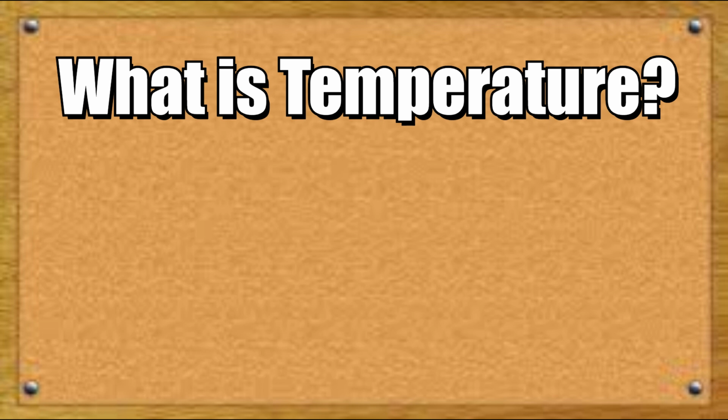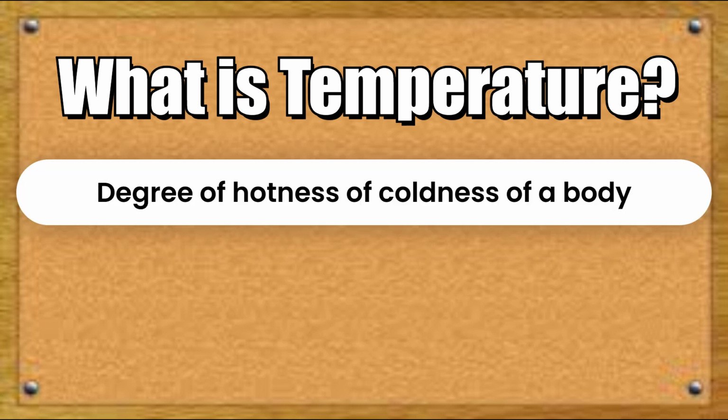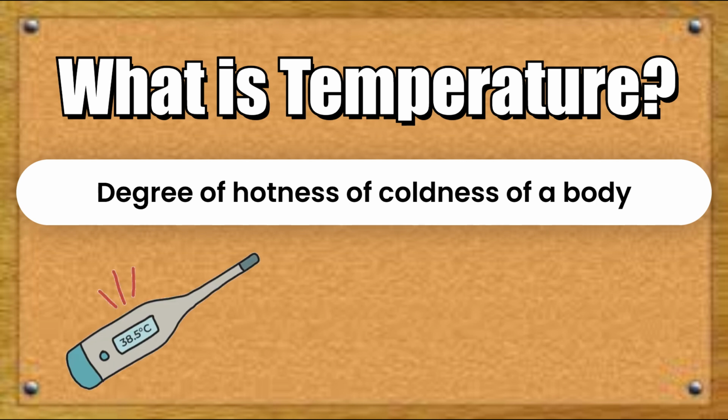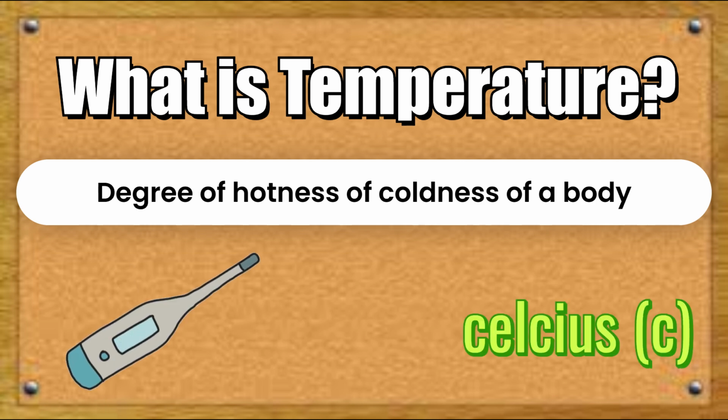Temperature tells us how hot or how cold an object is. It does not tell us the amount of heat. It only tells the degree of hotness. Temperature is measured using a thermometer. The most common unit of temperature is degrees Celsius.